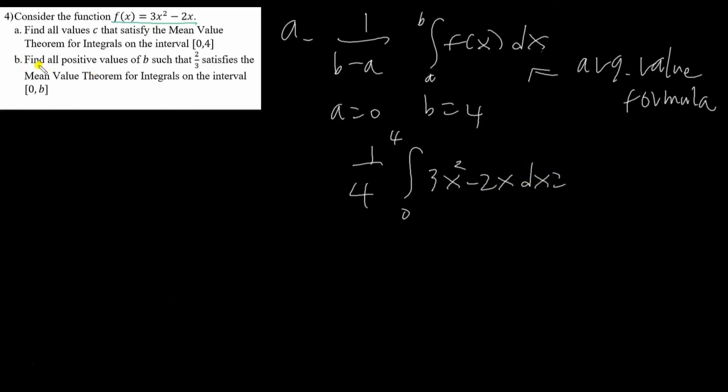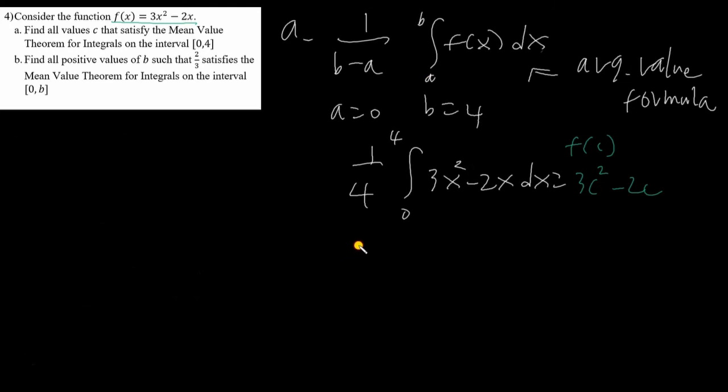and this is equal to, like I said, f of c, where f of c is the average value, and c is some number in between 0 and 4. If I plug in c for x here in f of x, I'm going to get 3c squared minus 2c. So what I'm saying here is this is the average value. Find the value of c such that f of c equals the average value. So basically what I have here is an equation, and I'm asked to solve this equation for c.